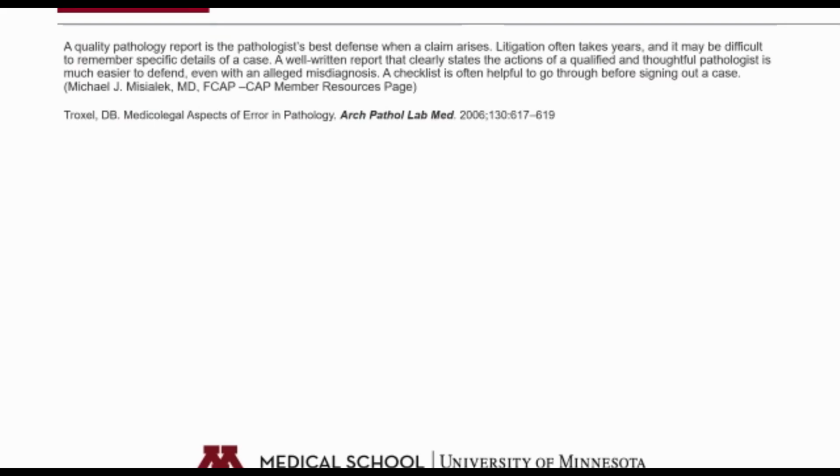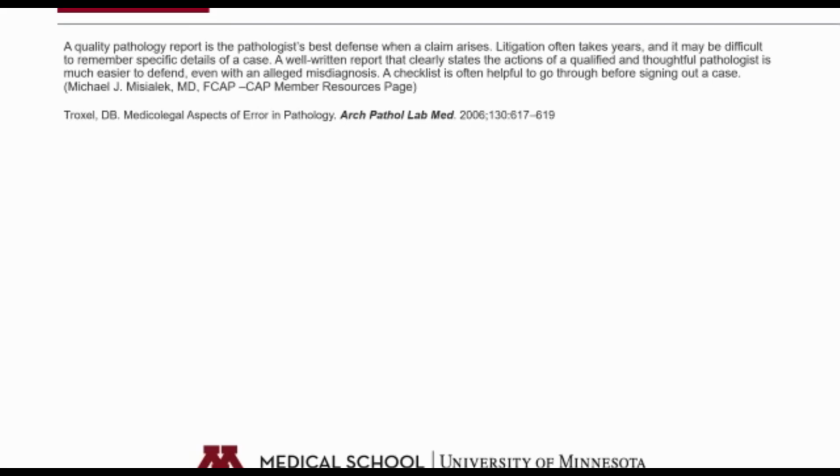So this is a very nice document from the Archives and some pages of CAP. And I think this is a very good experience that says a quality pathology report is the best defense. Litigation often takes years. It's usually very stressful, as I can imagine. It may be very difficult to remember specific details. So a well-written report that clearly states the actions of a qualified and thoughtful pathologist is much easier to defend, even with an alleged misdiagnosis.